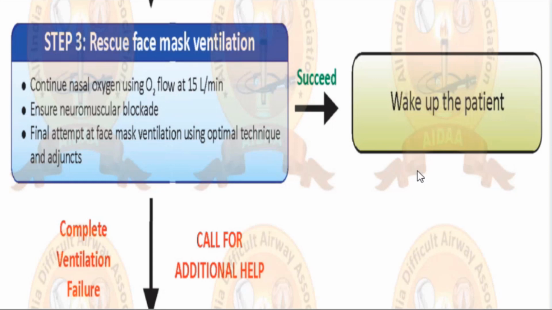This is different from what we have been learning all these days. It's a difficult airway, so we would never give a relaxant. We would try to make the patient spontaneous and try all those maneuvers. However, DAS recommends using a neuromuscular blockade because, first, it will improve the compliance of the lungs. You can ventilate the patient better.